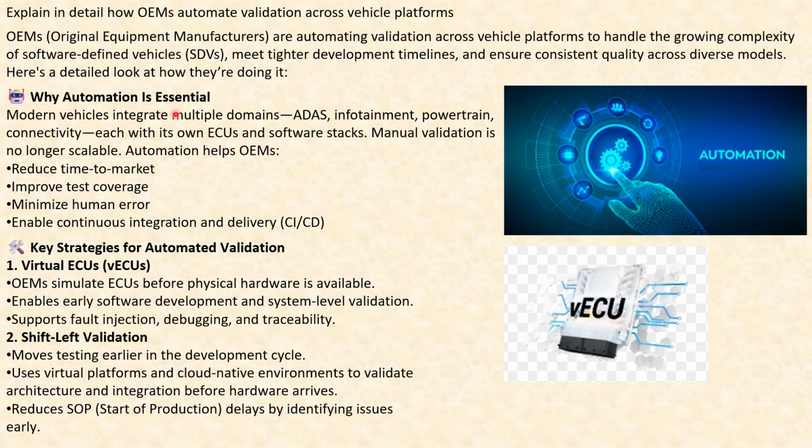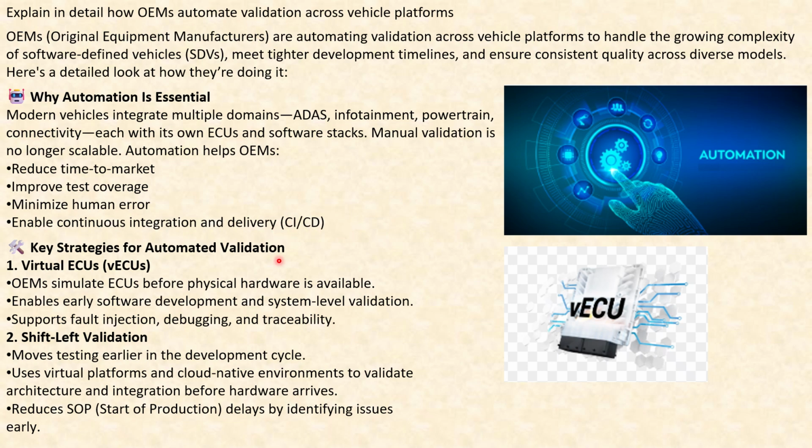Now, why is automation so essential? Modern vehicles integrate multiple domains, ADAS, infotainment, powertrain, connectivity, each with its own ECUs and software stacks. Manual validation is no longer scalable. Automation helps OEMs reduce time to market, improve test coverage, minimize human error, and enable continuous integration and delivery. Understand this very carefully: this is one step which may usually take a lot of time if automation is not done properly.